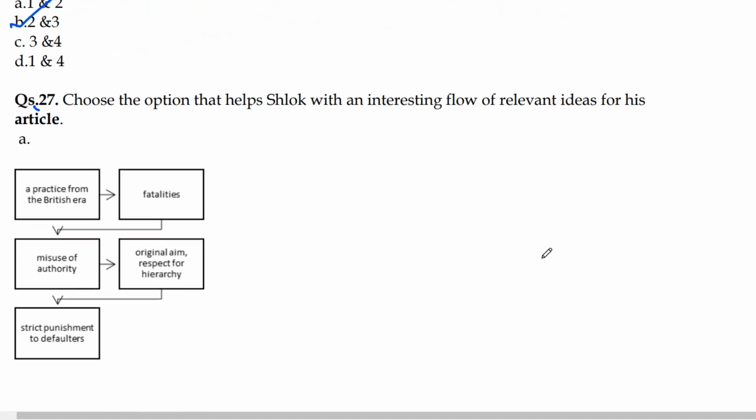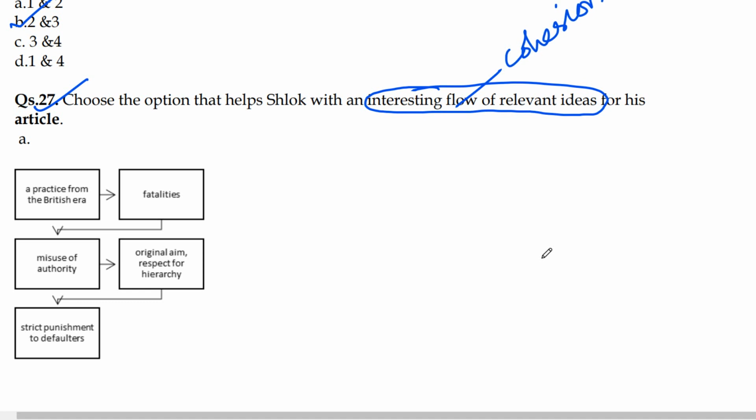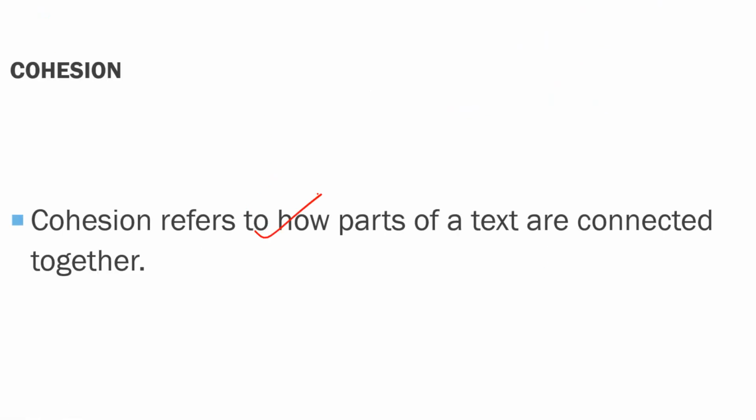Question number 27. Choose the option that helps Shlok with an interesting flow of relevant ideas for his article. Flow of relevant ideas is called cohesion, or it can be called coherence. Let us check what this cohesion is. There is a little difference between these two, cohesion and coherence. Look at the word cohesion. Cohesion refers to how parts of a text are connected together. The flow of sentences: whether one sentence is related to the other or they are standing independently without any connection.